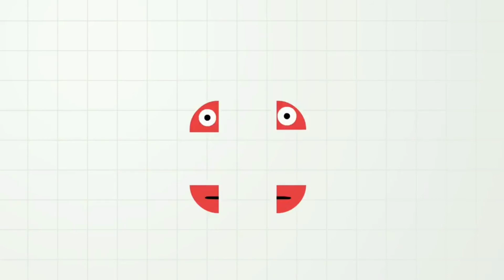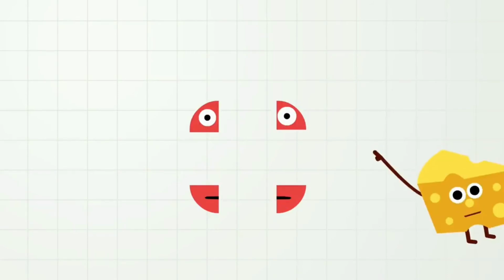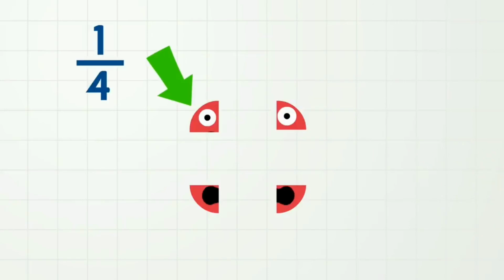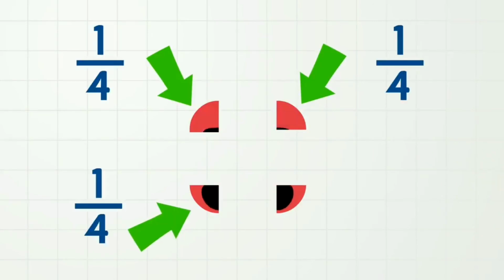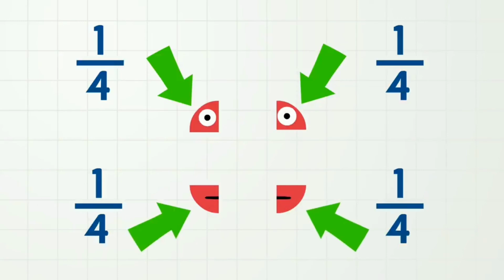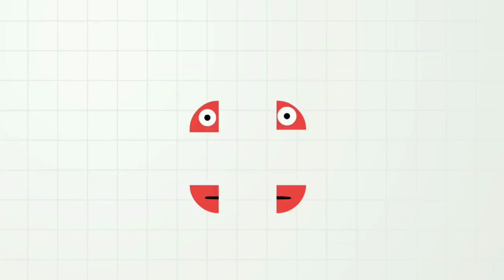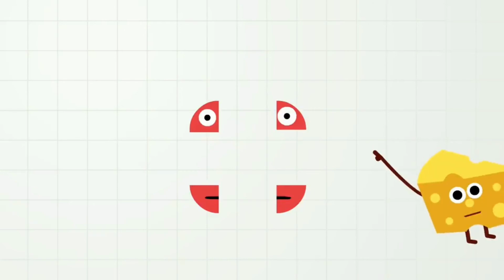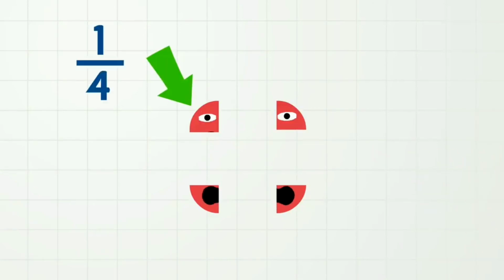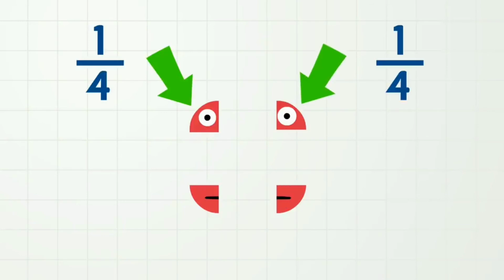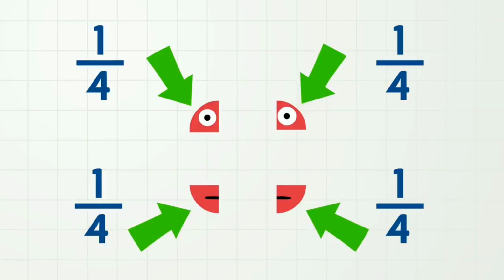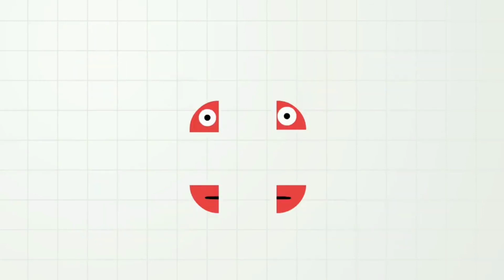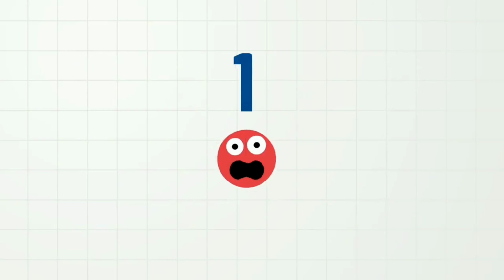So we can call them fourths. Fourths! 1/4 here, 1/4 here, 1/4 here, and 1/4 here. We can also call a fourth a different word, and that word is quarter. Quarter! So, 1/4 here, 1/4 here, 1/4 here, and 1/4 here. And if we put 4 quarters or 4 fourths of me together, there is one whole me.